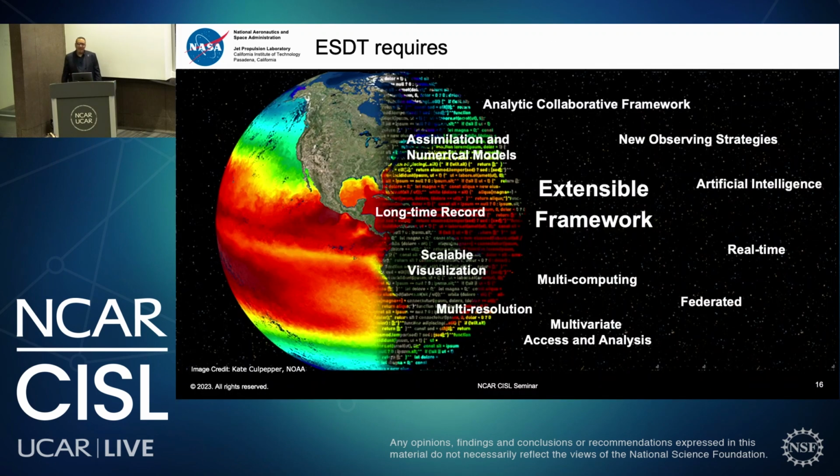So as a computer scientist, I've been building software for a living forever. This is actually a real software architecture challenge, building an Earth System Twin, right? Because you try to connect all these capabilities together. First, you're going to have the analytic collaborative framework, which is a way that you can bring this data together where you can optimally analyze and visualize this data.